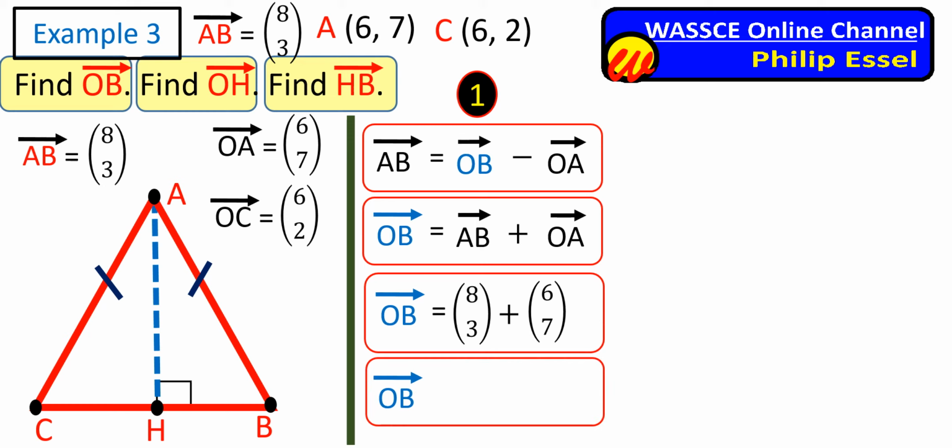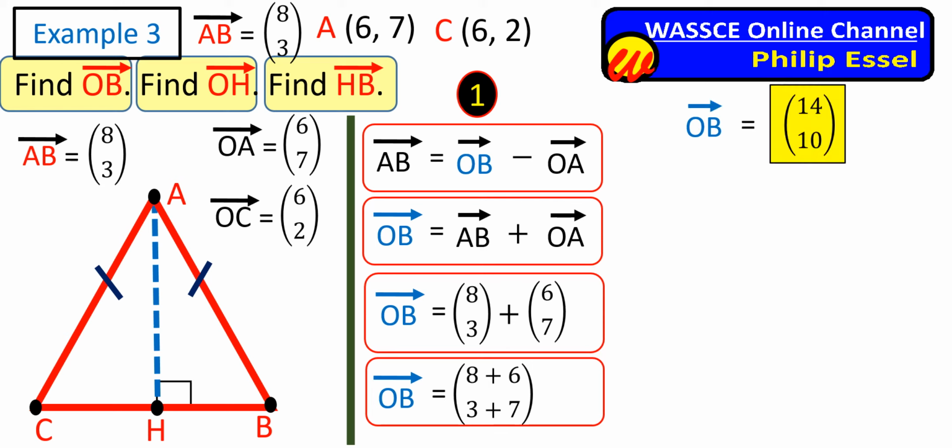So our position vector OB will be equal to 8 plus 6, and that is the x component, and on the y component you would have 3 plus 7. When you solve for this, our vector OB will be equal to 14, 10.